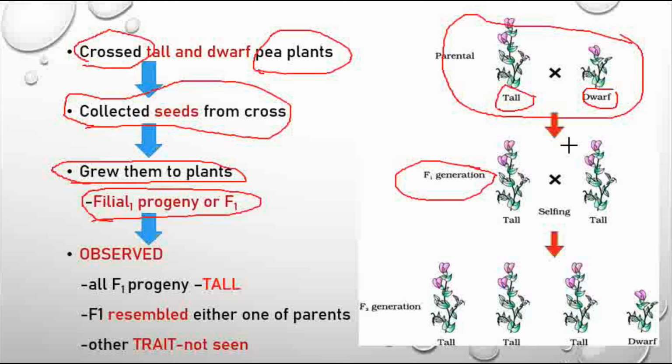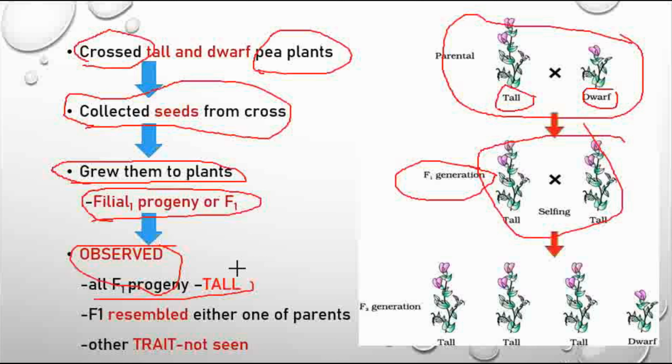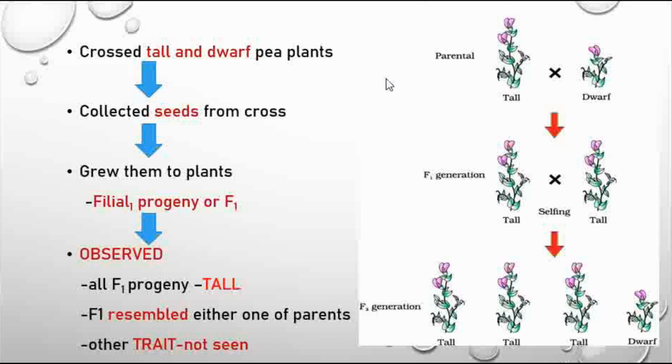So these plants were all tall after the plants grew. That he observed in his experiment, that is, all the F1 progeny were tall. So no dwarf plant was seen in this F1 generation. It was similar to either one parent, that is, here it resembled the tall plant. And the other trait, as I said, the dwarf plant, was not seen in this F1 generation. So let's see next what he did.